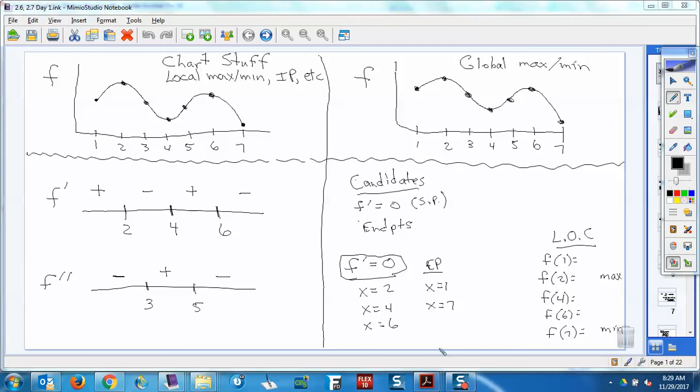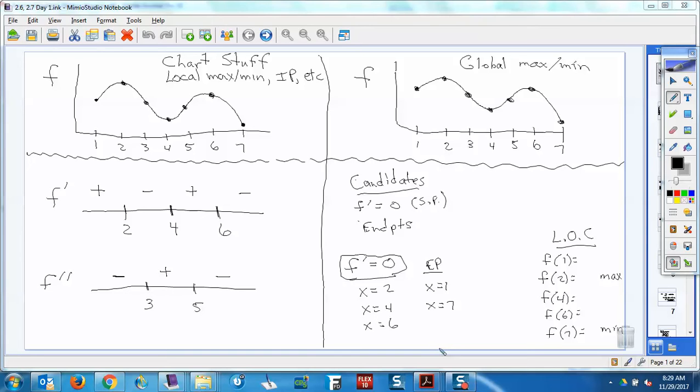These problems, we give the y value as our answer. When it says what is the global max min value, we give the y value. For local max min, we don't say what is the local max min. What do we say? What's the question always? Where is the local max min? And then we want the x value. The local max is at x equals 2 and at x equals 6. The local min is at x equals 4.